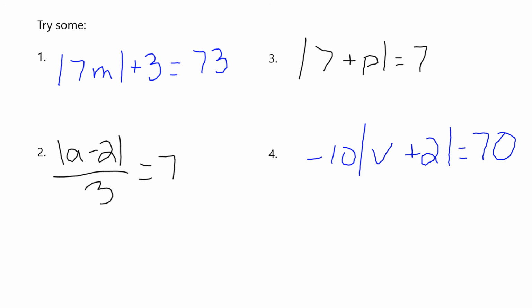Now it's your turn to try some. Please try 3 of the 4 problems. Number 1 is the absolute value of 7m plus 3 equals 73. Number 2 is the absolute value of a minus 2 divided by 3 equals 7. Number 3 is the absolute value of 7 plus p equals 7. And number 4 is negative 10 times the absolute value of v plus 2 equals 70.